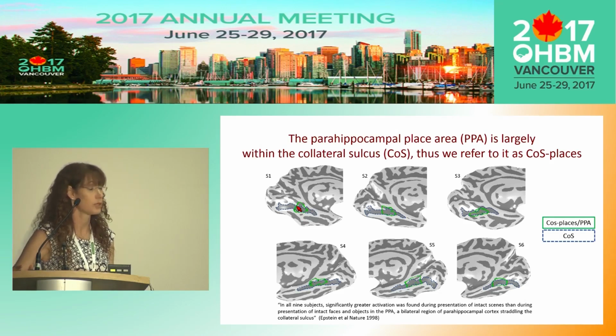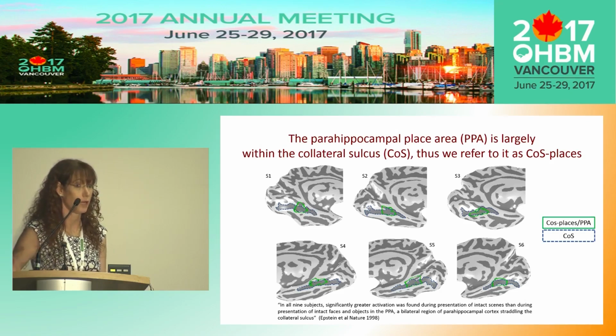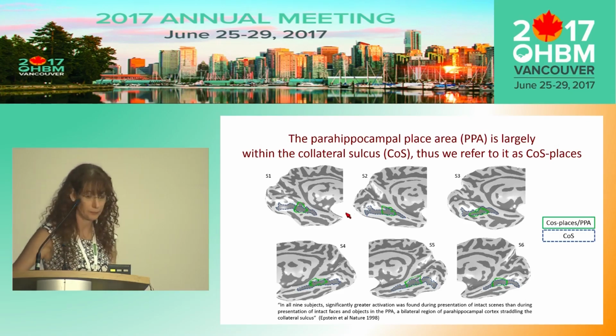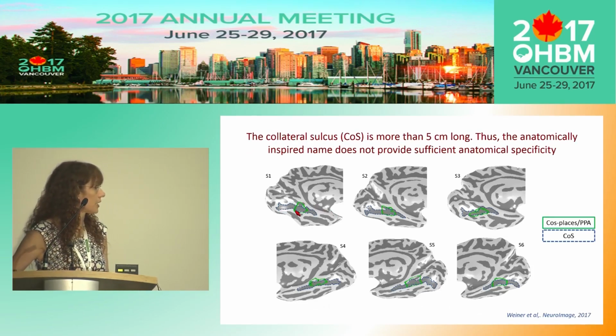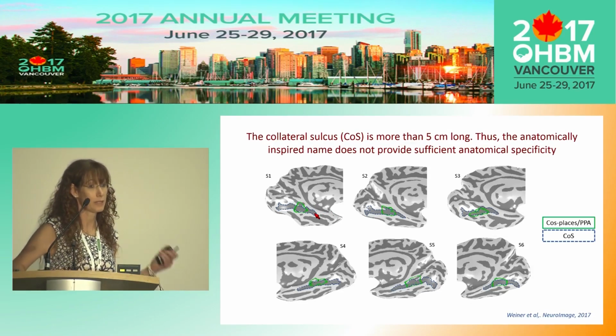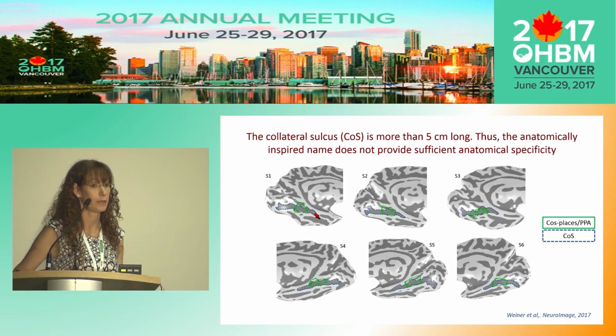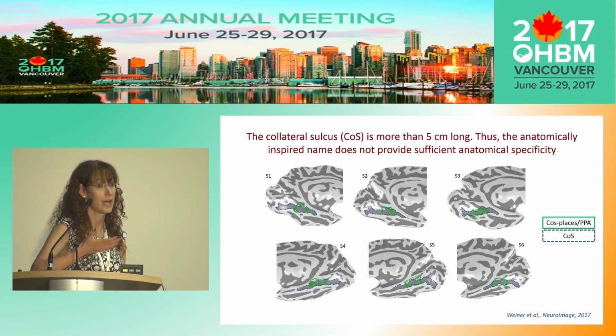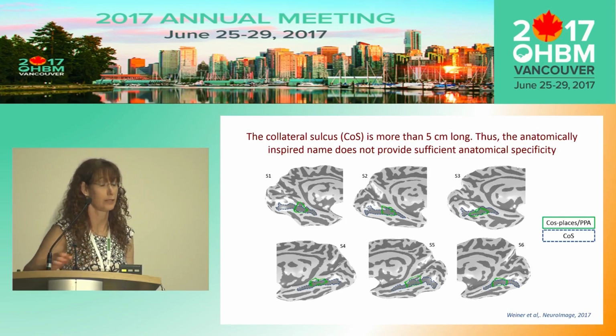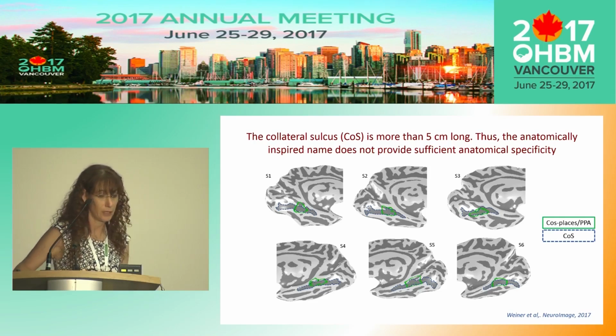So even though this region is normally referred to as the parahippocampal place area, in fact, it's a different structure, the collateral sulcus, so we refer to it as the collateral sulcus places. Another thing you could note is that the collateral sulcus is actually quite long. It spans from the occipital lobe to the temporal lobe, and in fact, it's more than 5 centimeters in length. So having an anatomical structure in the name doesn't actually give you perhaps the desired anatomical specificity.